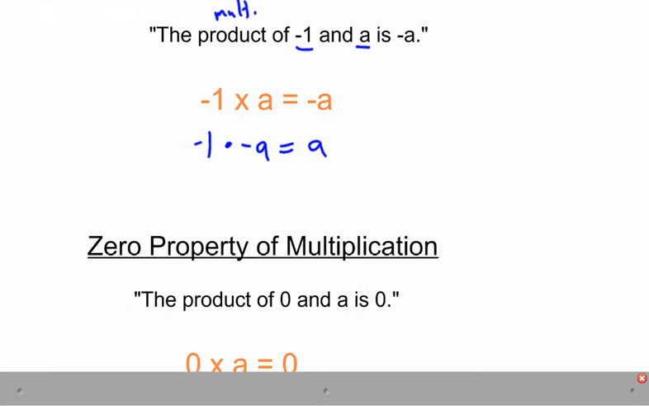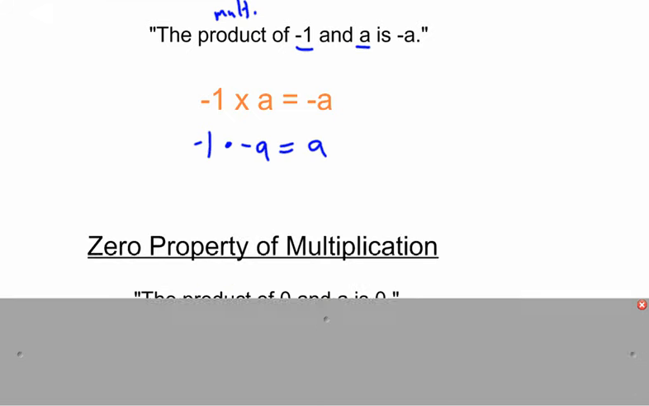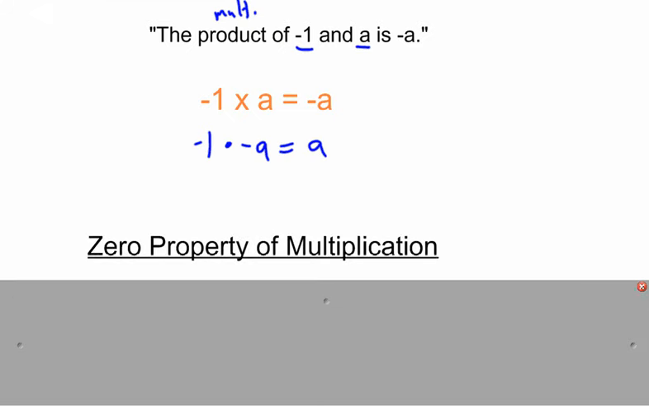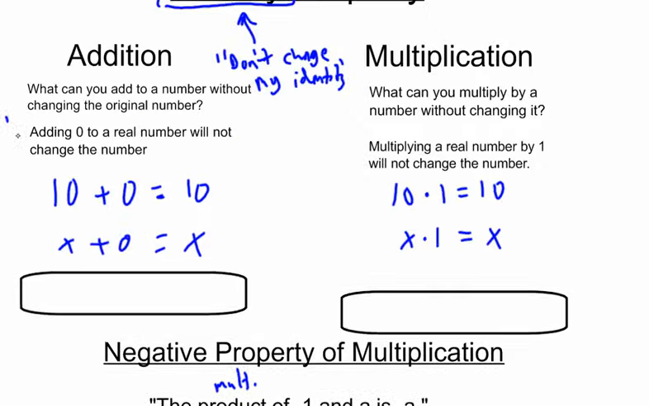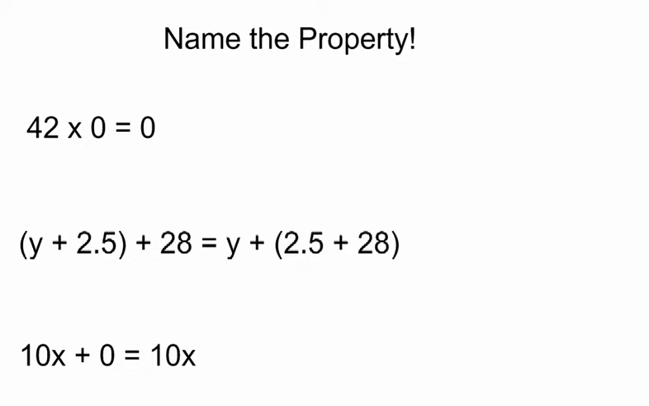And the last property, the zero property of multiplication. What happens when you multiply a number by 0? Well, it becomes 0. We should know that. So 0 times a is 0. 0 times 6 is 0 as well. Okay? That is the zero property. So we have those three shorter properties here. But let's recap. Name that property.